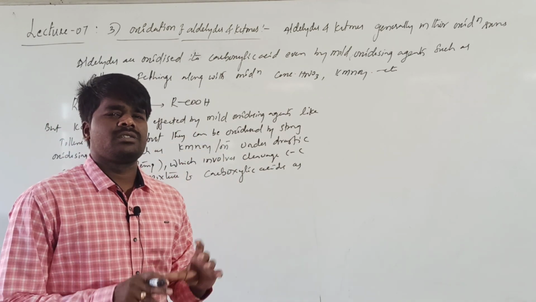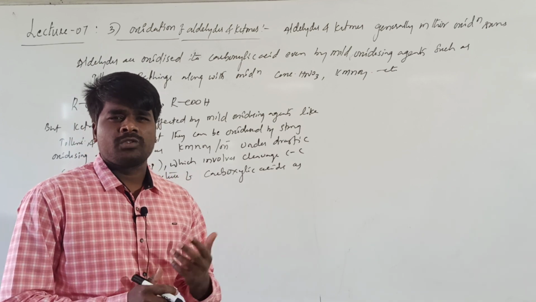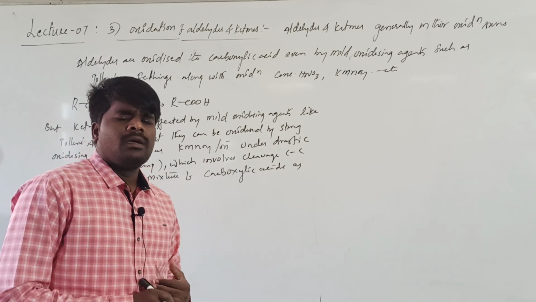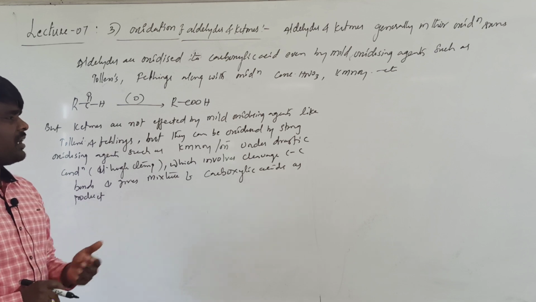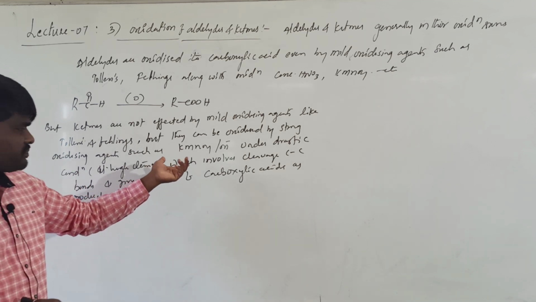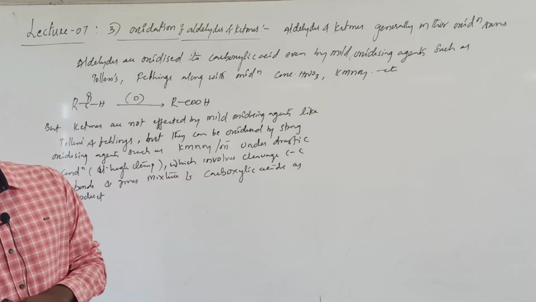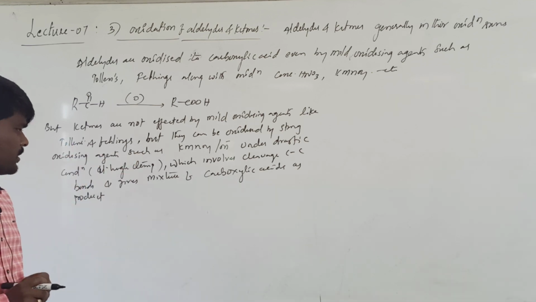Since aldehydes are more reactive, they are oxidized even by weak or mild oxidizing agents such as Tollens and Fehlings, whereas ketones are less reactive than aldehydes, so they are not affected by the mild oxidizing agents. They can be oxidized to carboxylic acids by strong oxidizing agents such as KMnO4 in basic medium under drastic conditions. Drastic conditions means high temperature and high pressure.